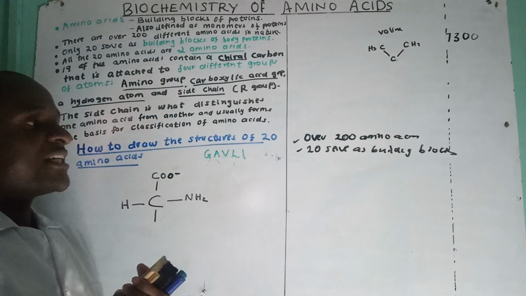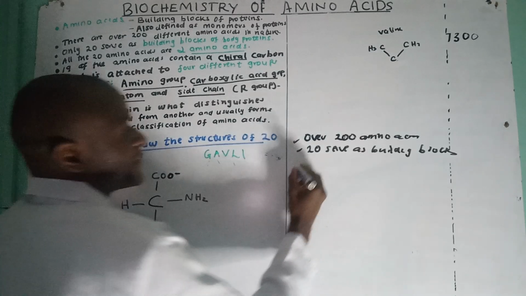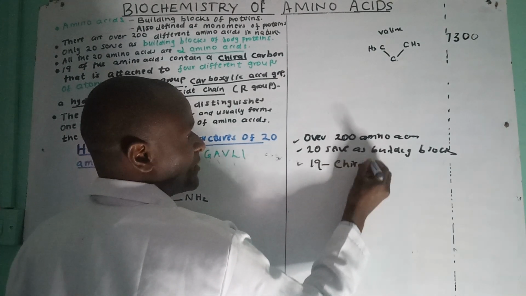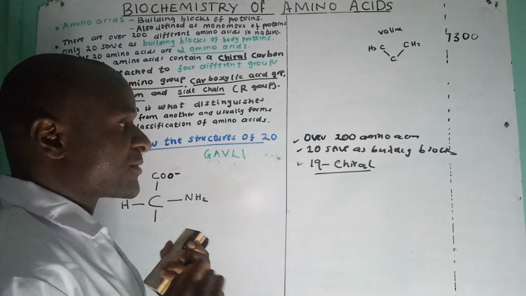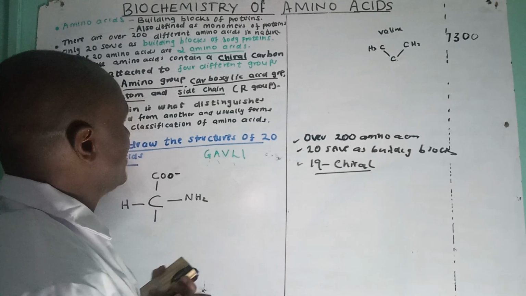So out of the 20 amino acids, 19 are chiral. The meaning of the word chiral is they are made up of chiral carbon. So we are going to look at chiral carbon in just a few minutes.